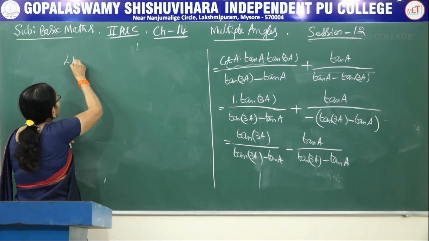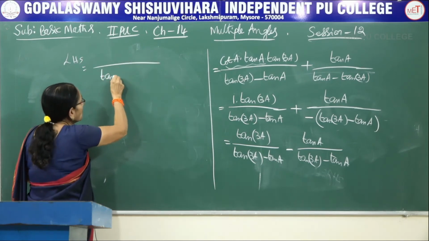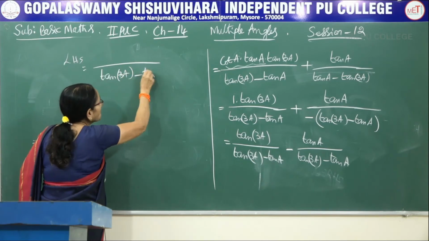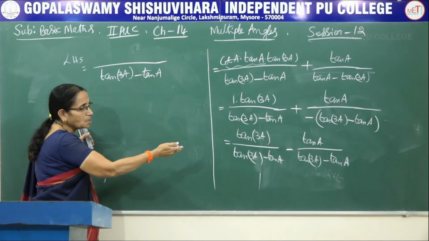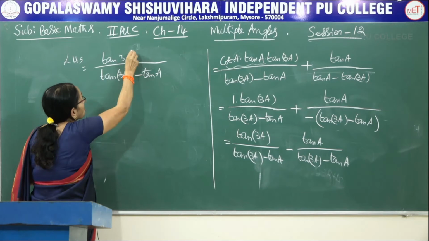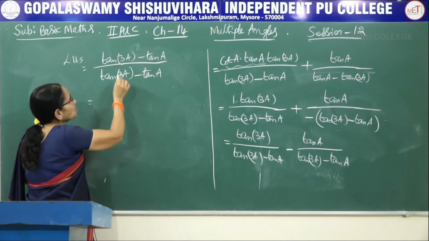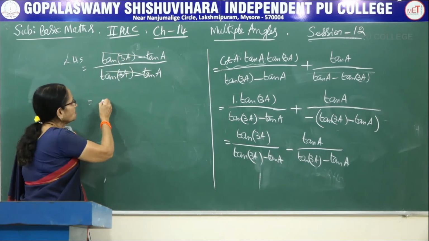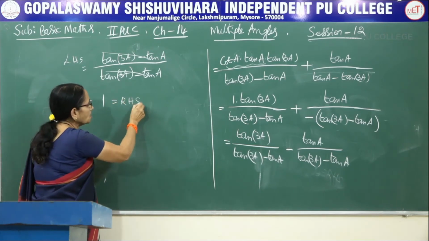So the left hand side would be equal to, write the LCM. It is tan of 3A minus tan of A. Now, because the denominator itself is the LCM, write the numerator terms as they are. Tan 3A minus tan A. Now, the numerator and denominator are equal to each other. Hence, when you cancel, the result is 1, which is nothing but the right hand side.